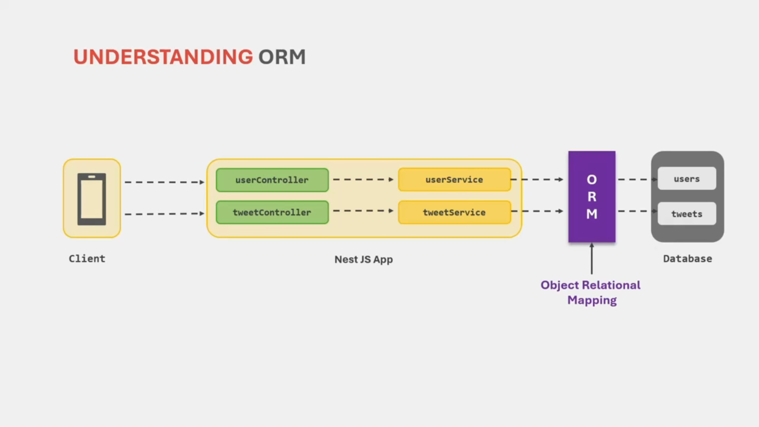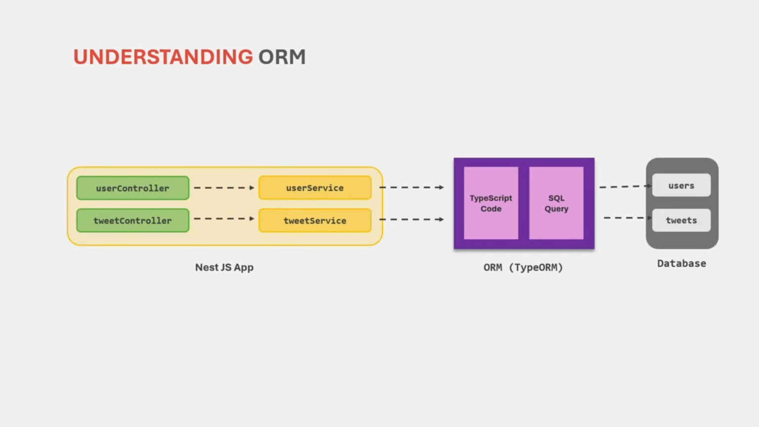Now, an ORM can be divided into two important parts. In the first part, we write the TypeScript code. And the second part is where TypeORM generates an SQL query based on our TypeScript code. So in order to work with a database like PostgreSQL from our NestJS application, we don't write SQL queries directly. We write TypeScript code where we use some methods provided by TypeORM, and then TypeORM takes those functions and converts them to the corresponding SQL query. And then that SQL query is executed against the database.